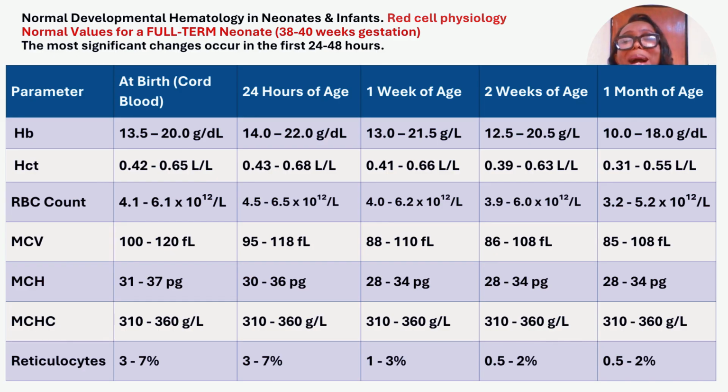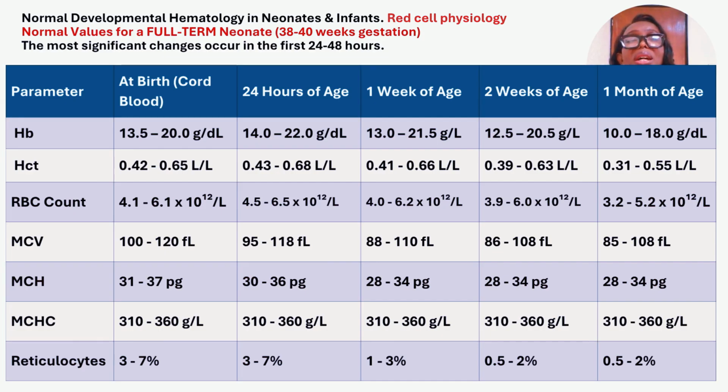The neonates have macrocytic red blood cells. So the MCV at birth is between 100 to 120 femtoliter. Within 24 hours, we have a slight drop to about 95 to 118 femtoliter. At 1 week of age, you have the MCV coming down to between 88 to 110 femtoliter. At 2 weeks of age, it further drops to about 86 to 108 femtoliter, while at 1 month of age, you have another drop to about 85 to 108 femtoliter.